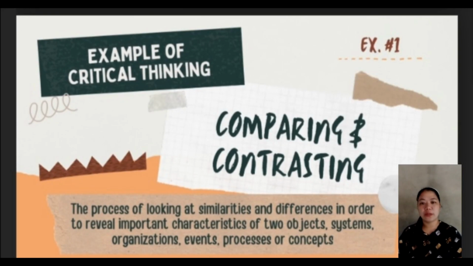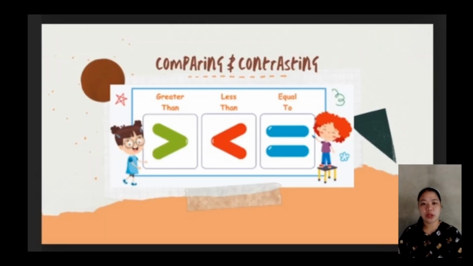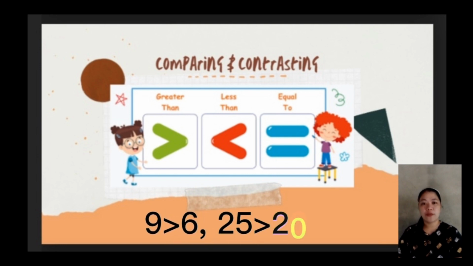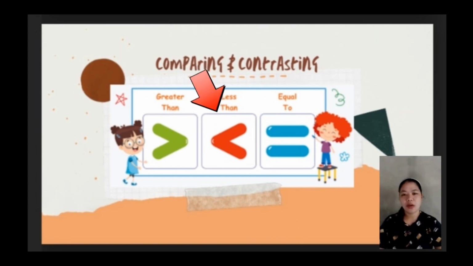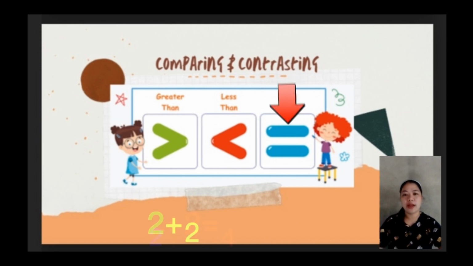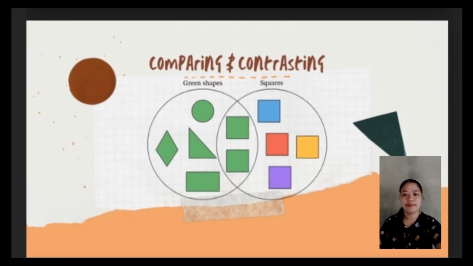For example, in mathematics, we compare numbers, isn't it? We use the greater than sign when one value is bigger than another, like 9 is greater than 6, 25 is greater than 20. We use the less than sign when one value is smaller than another, like 3 is less than 5, 7 is less than 10. We also use the equal sign when two values are equal, like 2 plus 2 equals 4 and 5 is equal to 5.